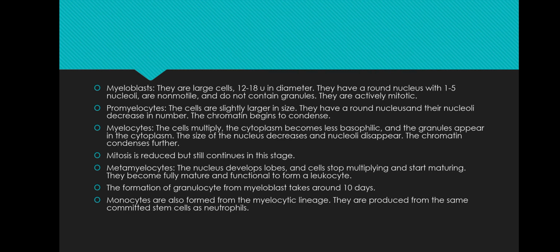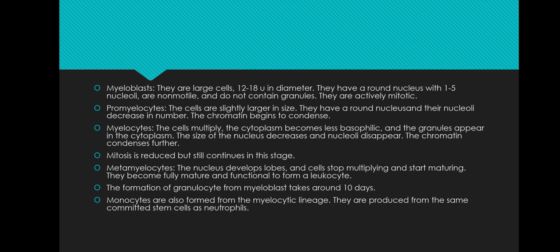In metamyelocytes, the nucleus develops lobes. As we see, the nucleoli disappeared in myelocytes, but here the nucleus develops lobes, and the cells stop multiplying and start maturing. The metamyelocytes become fully mature and functional to form the leukocytes.